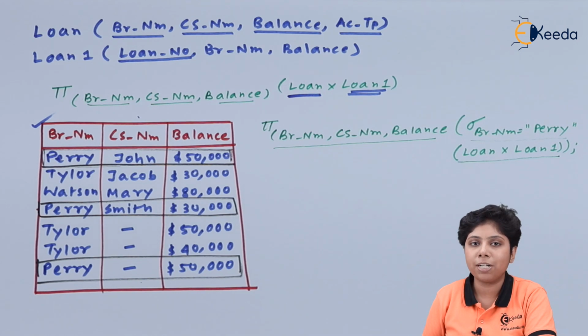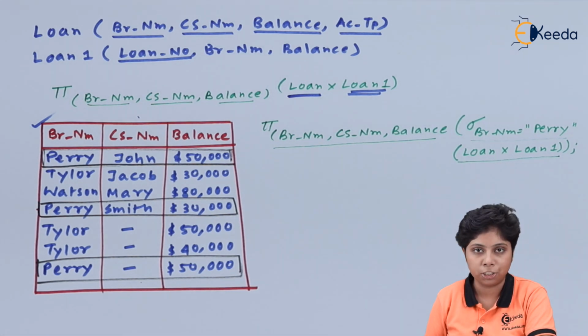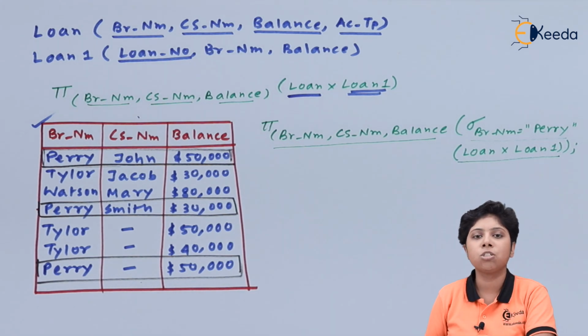So this is the basic difference between a Cartesian product and a composite operation on a Cartesian product of projection and selection operations. Now we will move to the next part, which is also an important basic fundamental operation of relational algebra, that is the rename operation.